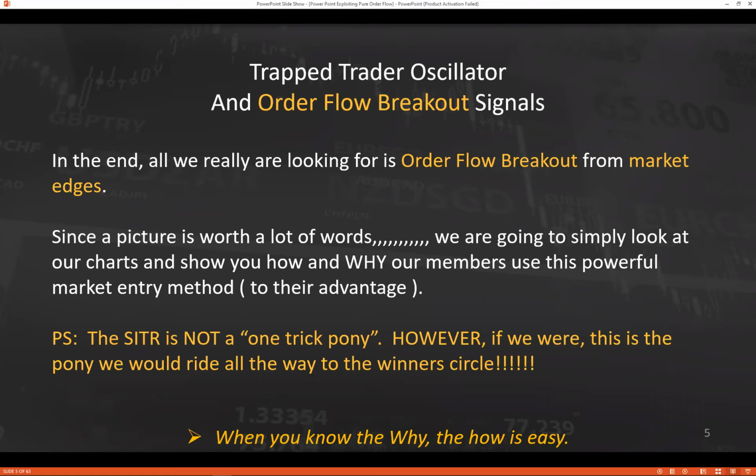That trapping and breaking of their entries, running their stops, provides the fuel to fire the market in a direction. And people that know how to take advantage of that, obviously, do better than those that don't. So all we're looking for is order flow breakout, and then we're going to look at it from the market edges. And we have a pattern.